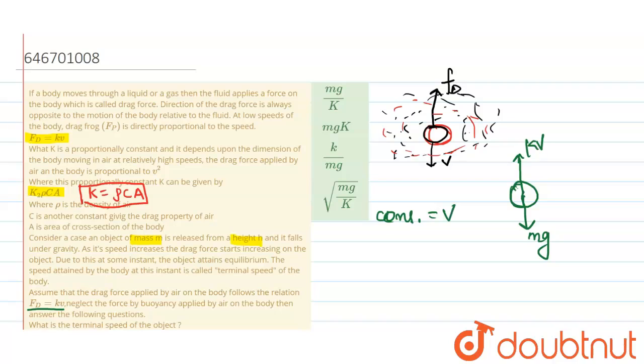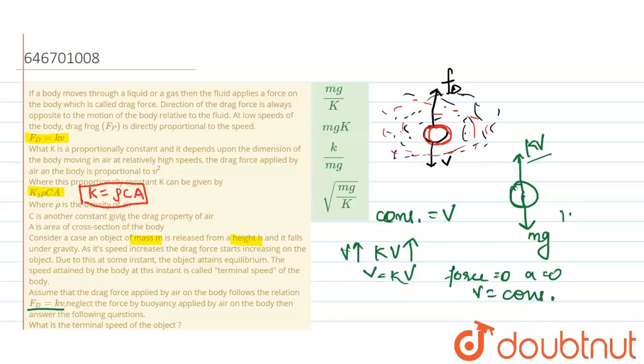How will it become constant? See, if the velocity increases, kV will also increase. Okay, ultimately a stage will come when mg will be equal to kV. Okay, the gravitational force and the drag force both become equal. Then at that time, net force will become 0, acceleration will become 0, and the velocity becomes constant.